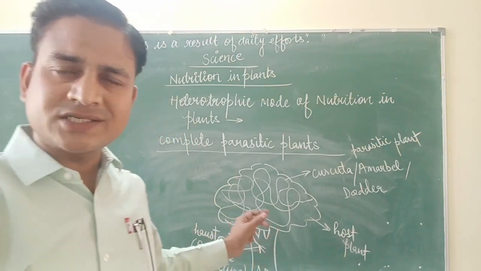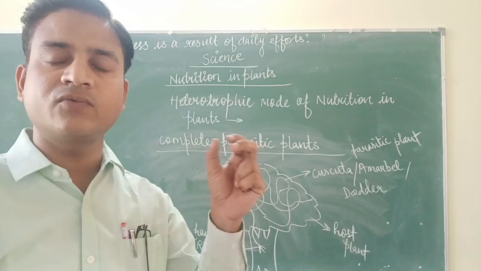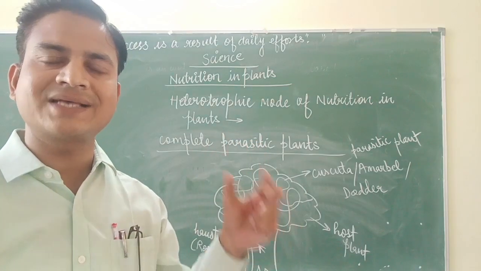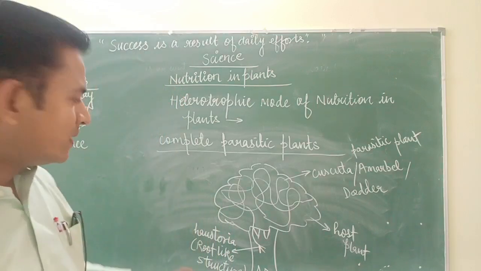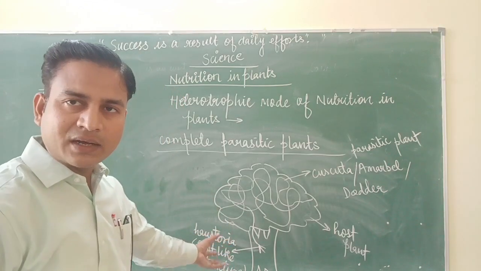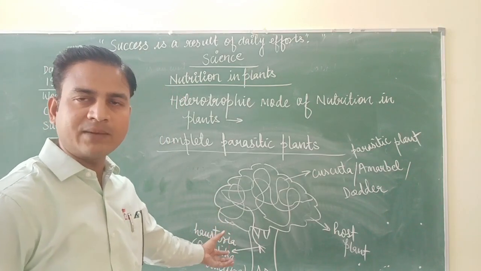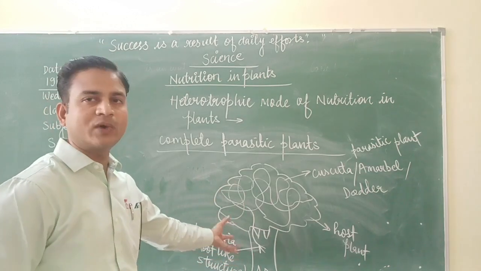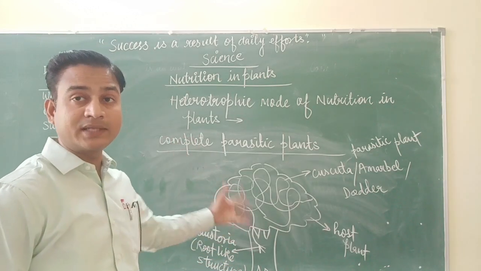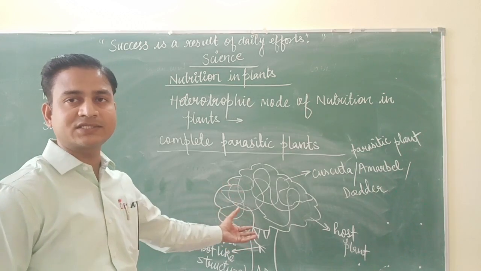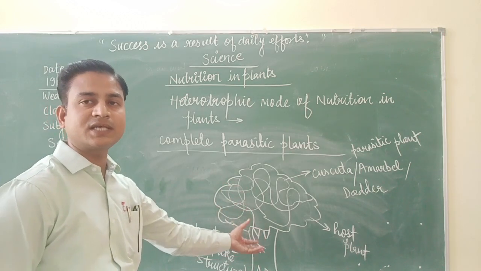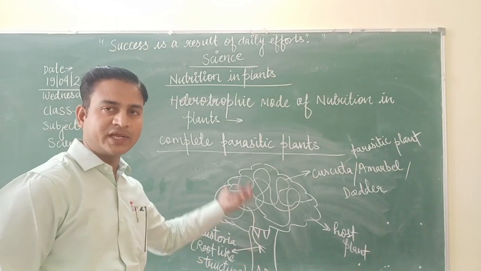Children, haustoria are just a root-like structure. They are not the very advanced type of roots that other plants or trees exhibit. See, these haustoria help the Amarbale or the Cuscuta to absorb the nutrients from it. They help the Cuscuta or the Amarbale to derive the nutrients as well as the minerals from this tree.